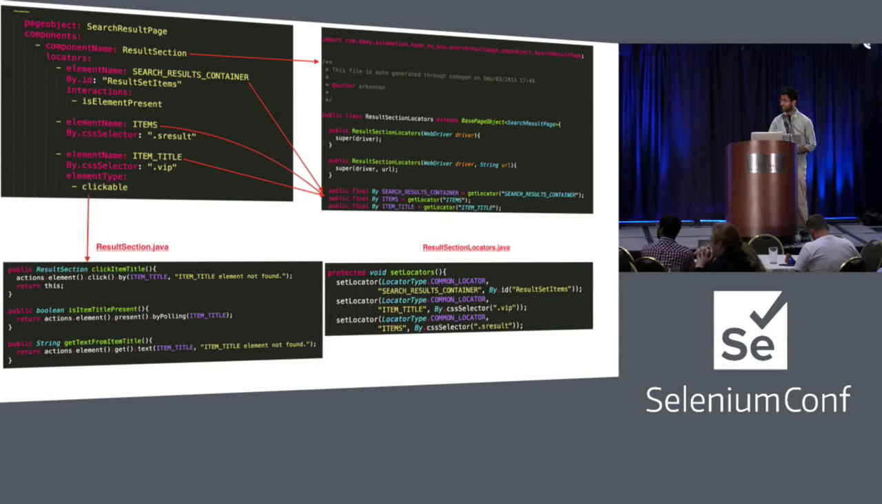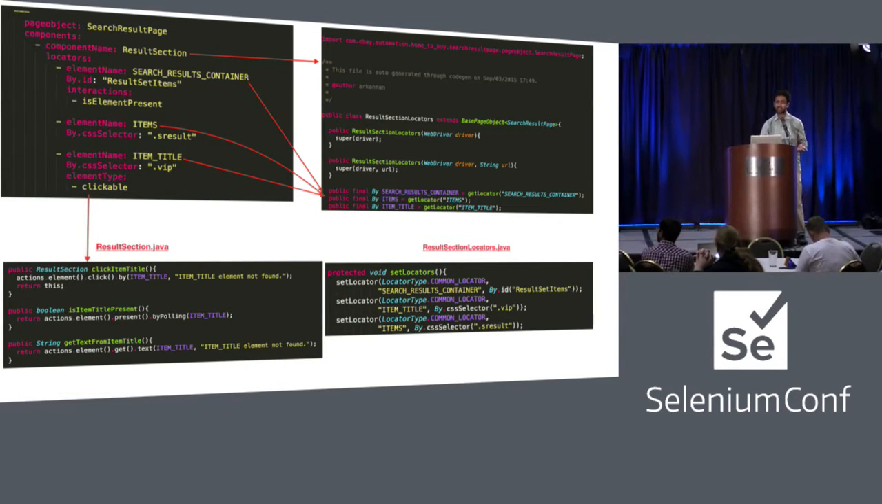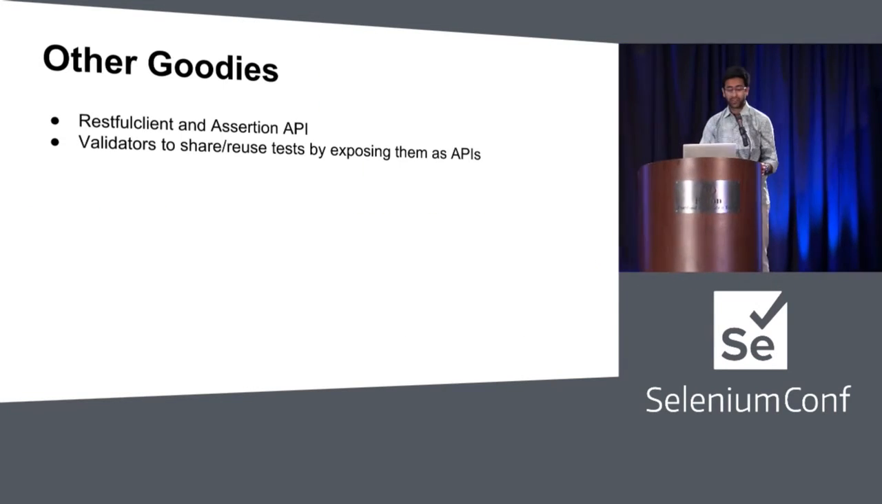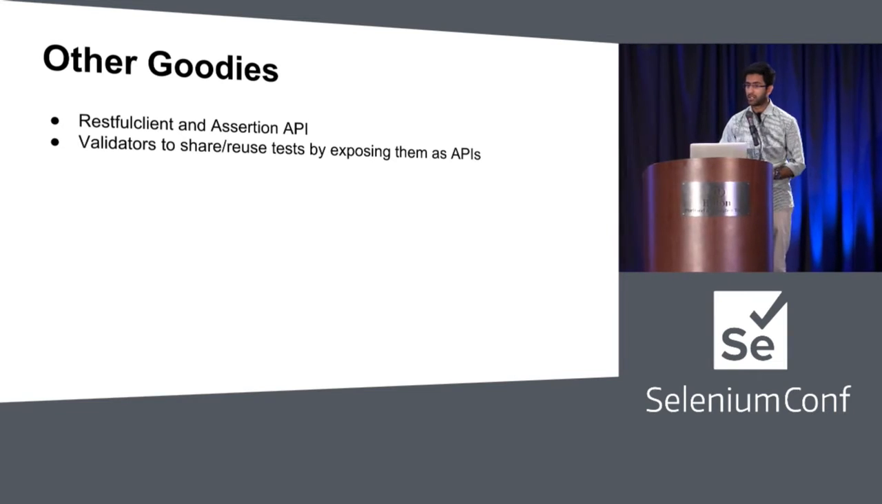In this case, the element type clickable will automatically generate the methods click item title, is item title present, and get text from the item title. Also, it would generate the corresponding locators with the strategy in, say, ResultSectionLocators.java. So this saves a lot of time in the sense that you could generate page objects and components in a matter of seconds.